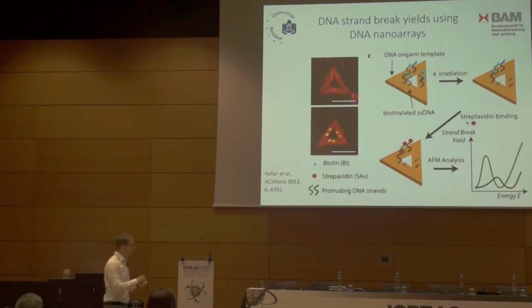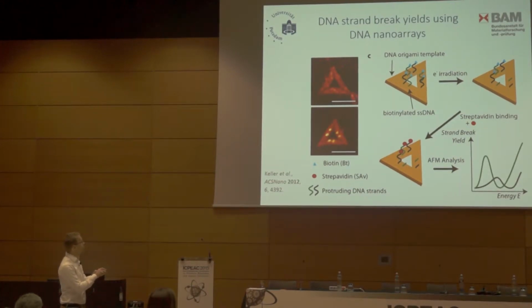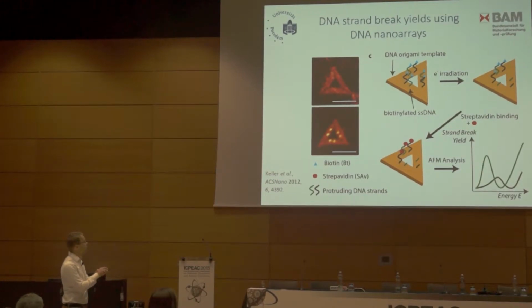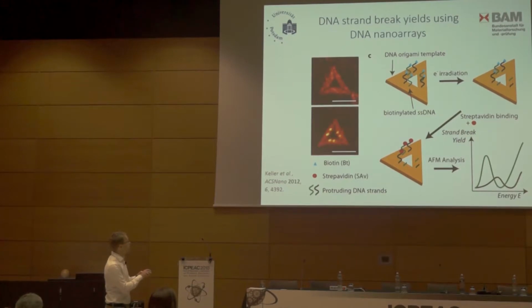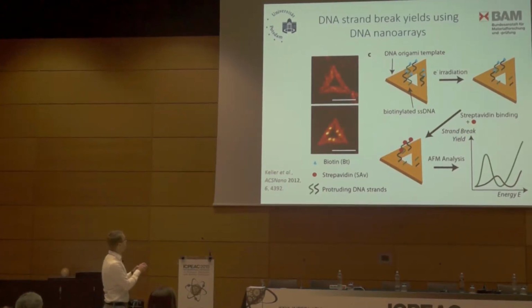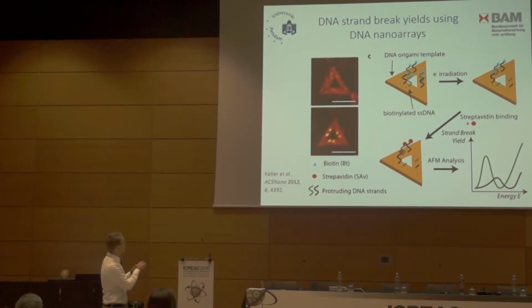And the overall strategy is shown here. We use these platforms with the target strands and irradiate them, for example, with electrons, and this leads to strand breakages in the target strands. By taking an AFM image of these structures, as shown here, the resolution is typically not good enough that we can identify these target strands directly.